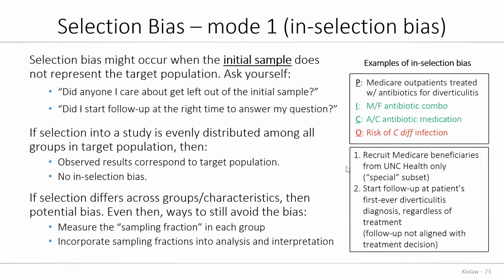On the right-hand side, we use our diverticulitis example to propose two ways that in-selection bias could occur. First, if our target population is Medicare beneficiaries getting treated for diverticulitis with antibiotics, and we only recruit Medicare beneficiaries being cared for at UNC Health, we should no longer make inference to Medicare in general. Second, if we're interested in the effect of ciprofloxacin/metronidazole versus amoxicillin-clavulanate on risk of C. diff infection, we better start follow-up when the patient gets treated rather than maybe when they first get diagnosed. This is because we want to study the treatment decision that the clinician can make.